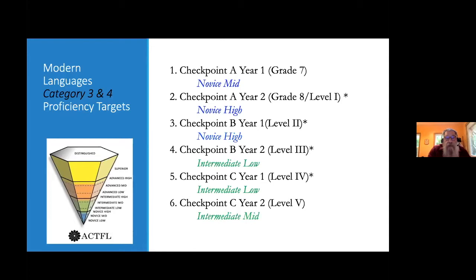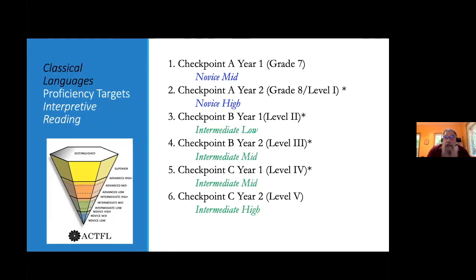In the classical languages, we focus on interpretive reading, and those benchmarks are the same for classical languages in interpretive reading as they are for the modern languages of category 1 and 2. So we target novice high by the end of checkpoint A, intermediate mid by the end of checkpoint B, intermediate high by the end of checkpoint C.